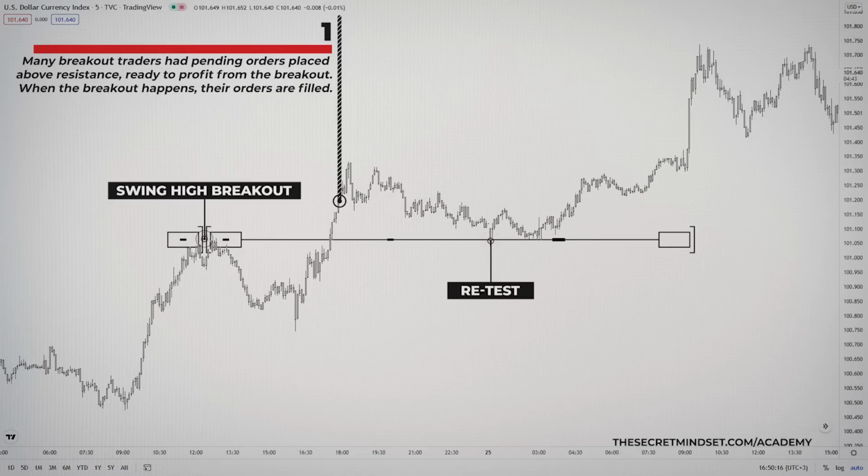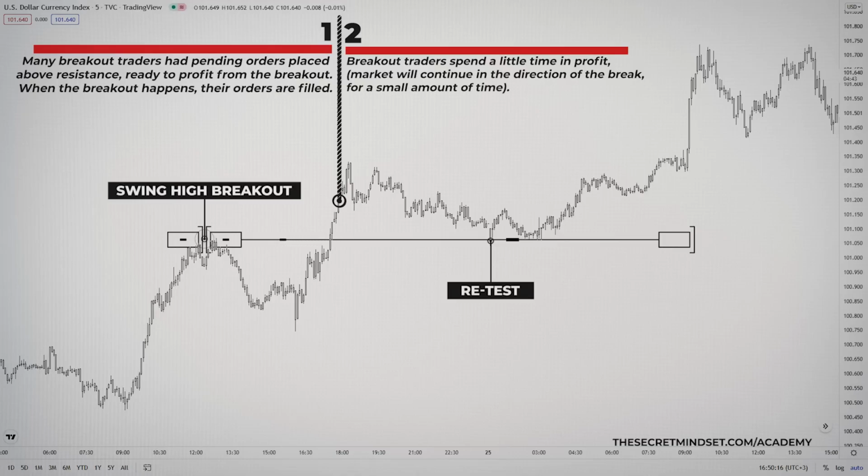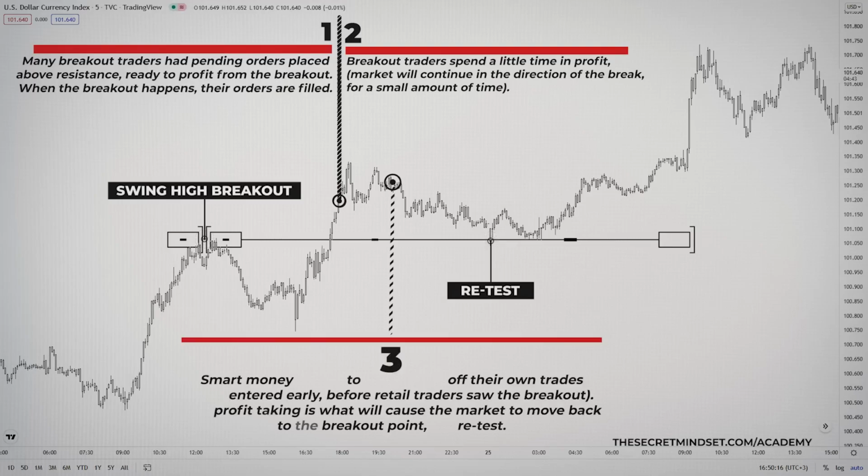There are many breakout traders that have pending orders placed at the levels, ready to profit from the breakout. When the breakout finally comes, their orders are filled. Breakout traders spend a little time in profit on their trades, as typically the market will continue in the direction of the break for a small amount of time. The turning point comes when smart money begins to take profits off their own trades, because, very important, they entered early, way before we, retail traders, saw the actual breakout. This profit-taking is what will cause the market to move back to the breakout point, the retest.